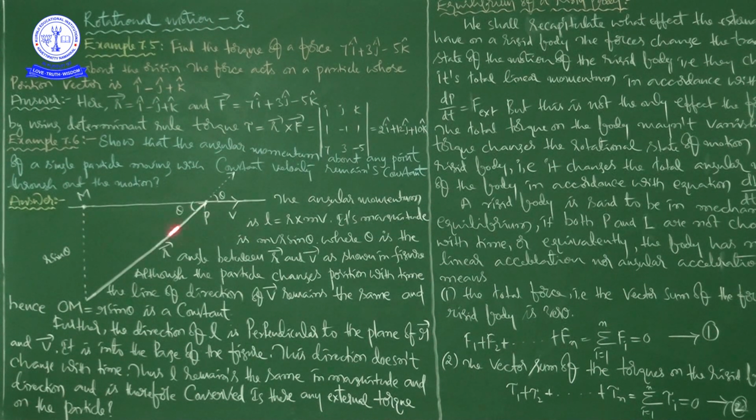So one thing is position vector, another one is velocity vector, and angular momentum we just calculated. The question is, is there any external force on the particle? To answer this question, we are going to discuss the topic equilibrium of a rigid body.